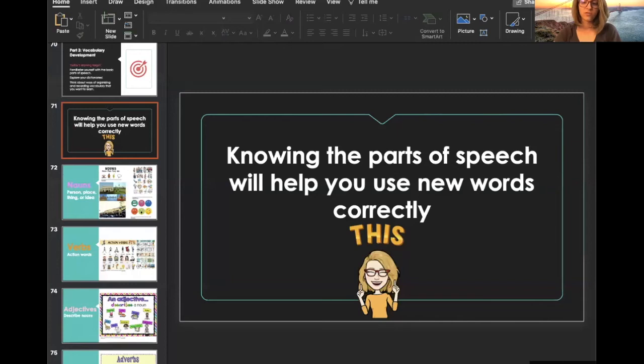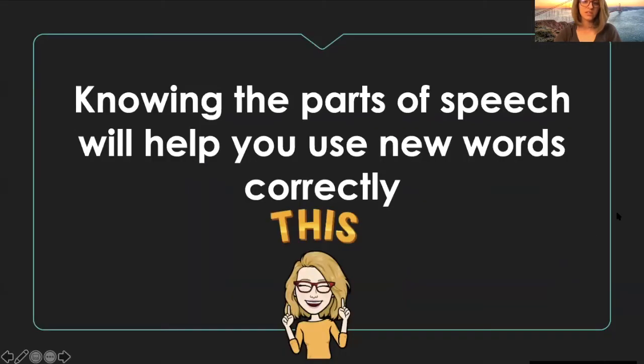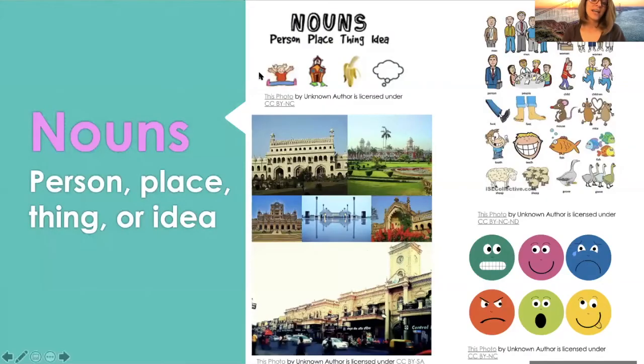All right, so let me go ahead and show you my handy dandy PowerPoint for the 4 parts of speech. Knowing the parts of speech, again, will help you use new words correctly. So a noun is a person, place, thing, or idea.